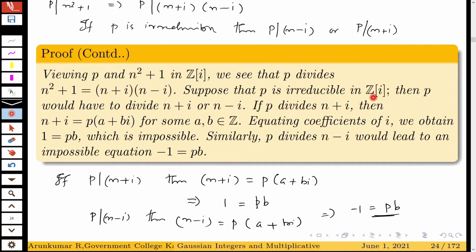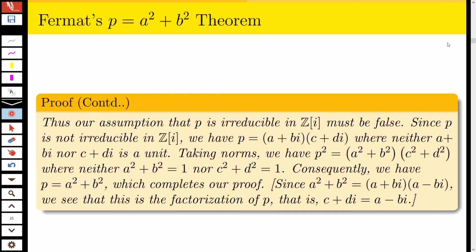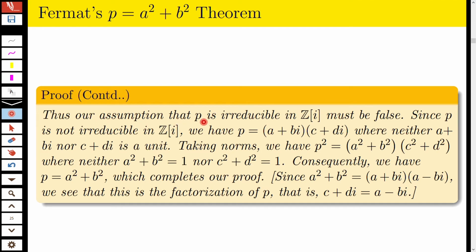If p is irreducible, then p must divide n plus i or n minus i. If p divides n plus i, then 1 is equal to pb, which is not possible. If p divides n minus i, then minus 1 is equal to pb, which is also not possible. Therefore, p is not irreducible in Z[i]. Thus, our assumption that p is irreducible in Z[i] must be false. Therefore, p is reducible in Z[i].